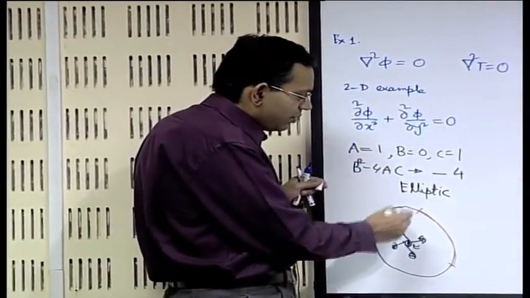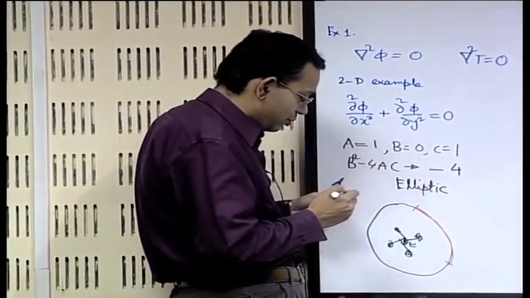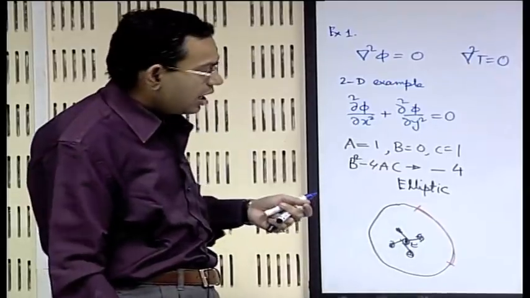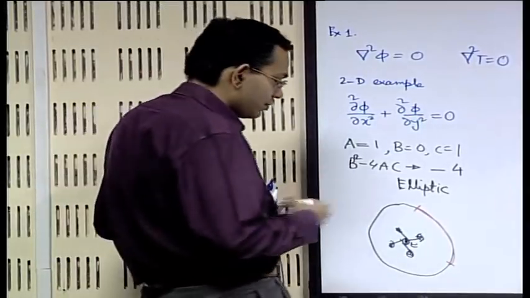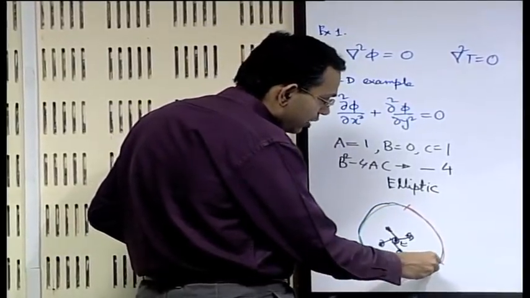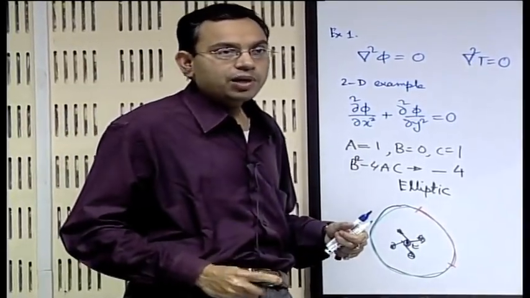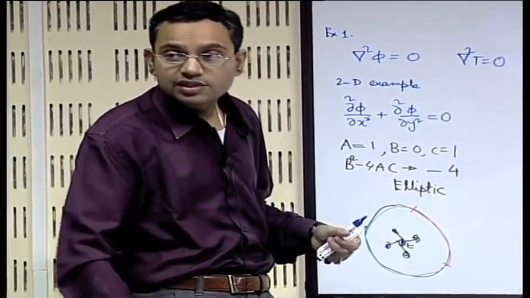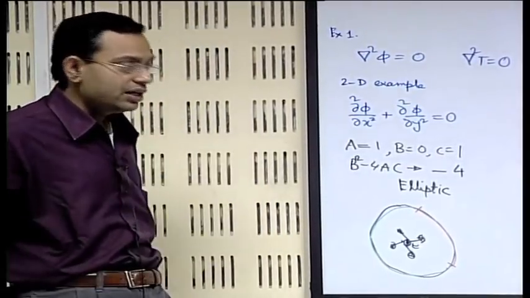So you could have different types of boundary conditions. Let us say that over some part of the boundary you have a particular temperature, and over the other part of the boundary you have a different temperature. That is possible. Say one part of the boundary you keep immersed in steam at 100 degree centigrade, another part of the boundary you keep immersed in ice at 0 degree centigrade. So they are at different temperatures.